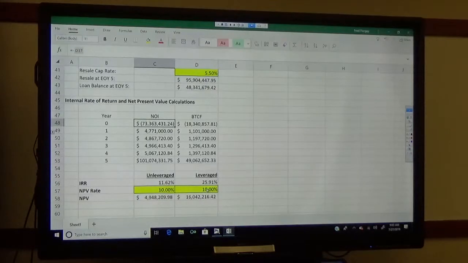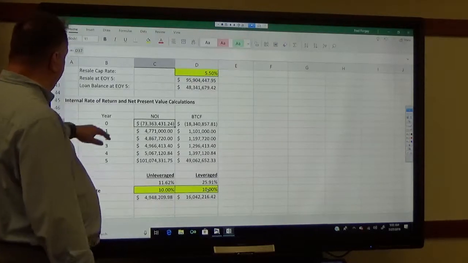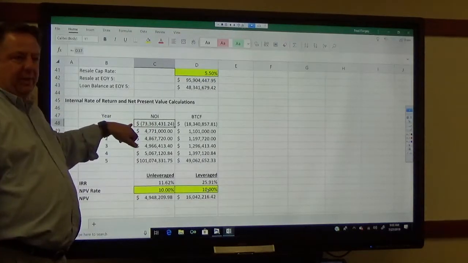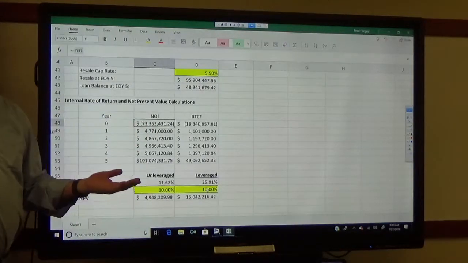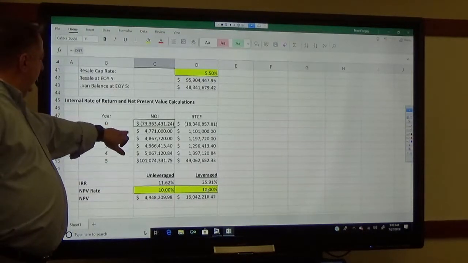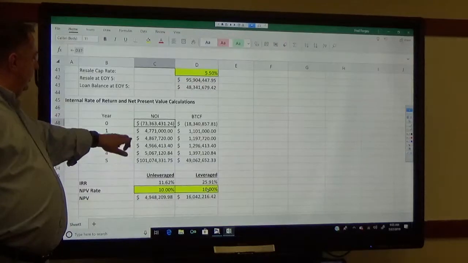Okay, so in other words, we were mega rich, got all the money we possibly need, we don't need to borrow any money from anybody. What would our rate of return be under that scenario? So here, what does this $73 million represent? The overall project cost, all in, $73 million.